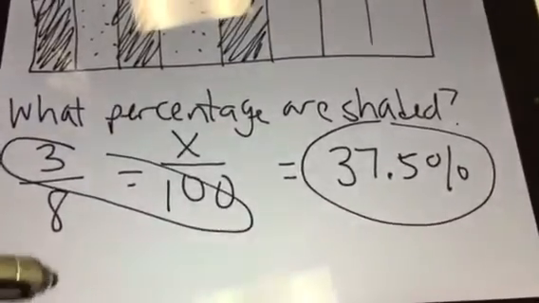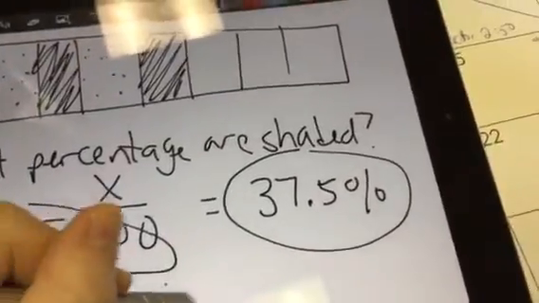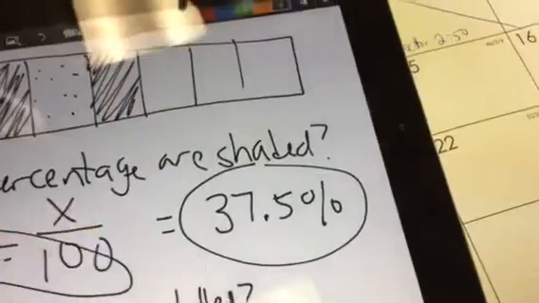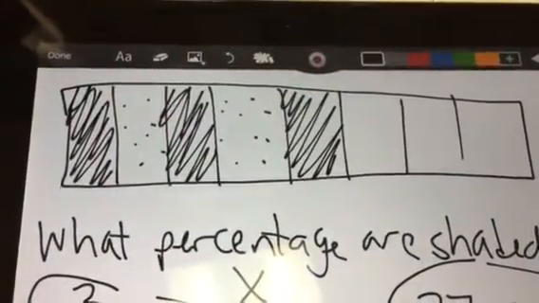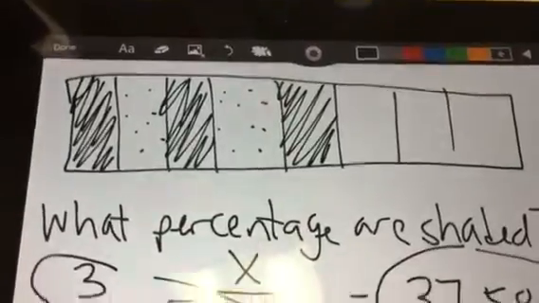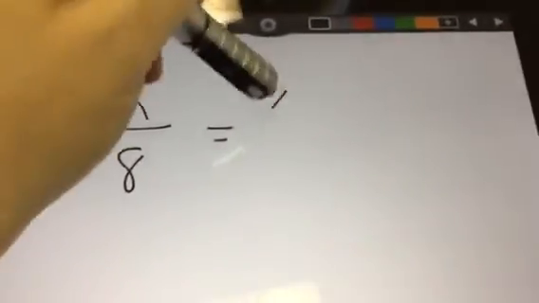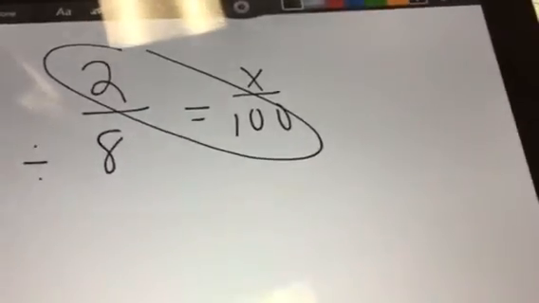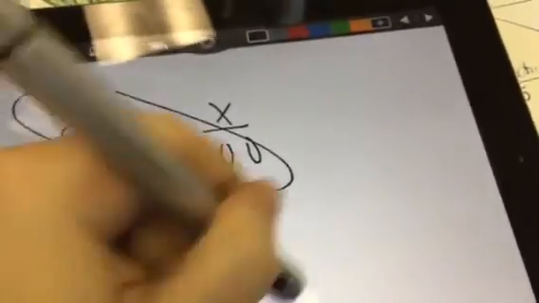All right, I could also ask the same question. I could say, what percentage is dotted? All right, so if I look back up here, there are 2 sections that are dotted out of 8. So I'd set that up very similar. 2 out of 8 equals x over 100. Same thing here, multiply these two and divide. And in your calculator, you would get 25%.